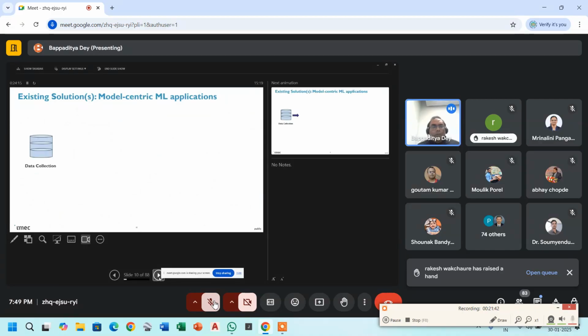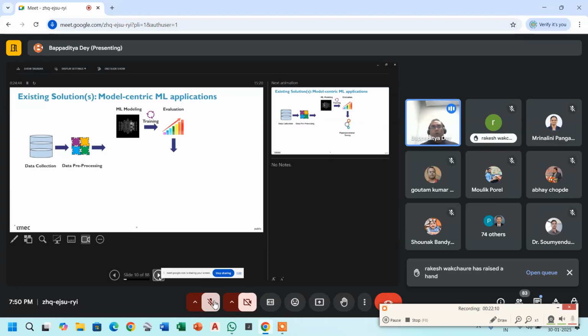Okay, so to understand, we did a study on what the existing solutions are. Basically, we're not the first ones to propose a machine learning application, right? So we studied throughout our year at IMEC, and what we found is it is not only applicable for semiconductor. It is generally applicable for any domain. You found that this is the generic structure of the machine learning model. We focus on the model-centric ML applications.